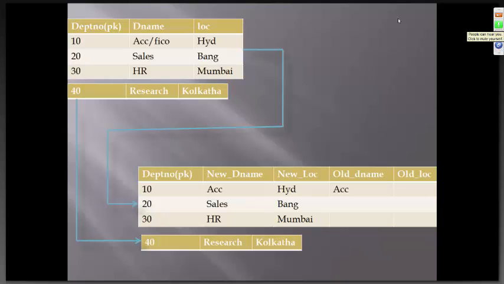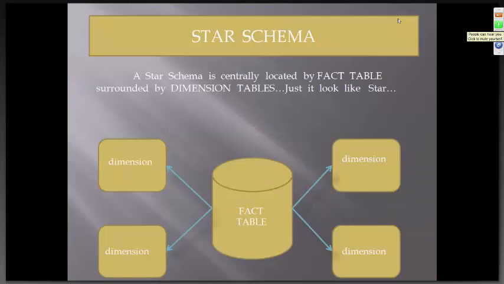Understand? Okay. And now schemas. We have 3 different types of schemas in the data warehouse: one is star schema, the second is snowflake schema, and the third is integrated schema. So first of all, what is a schema? Does anybody know?